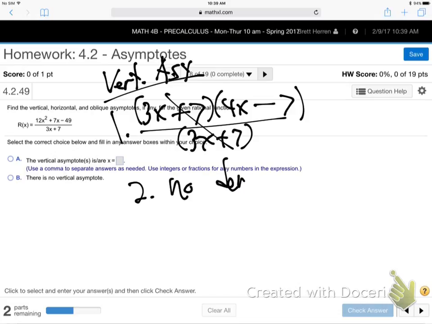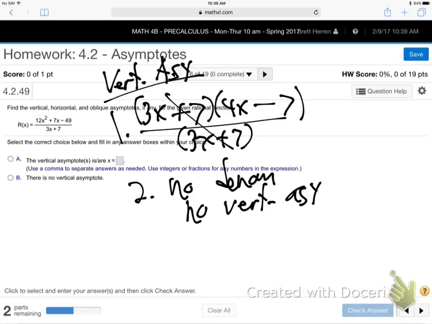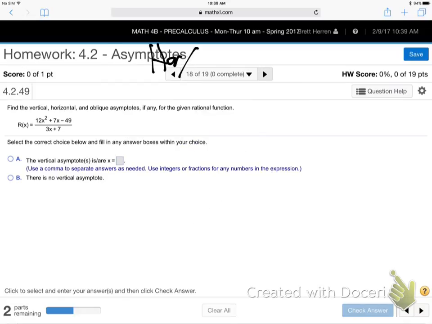So bang, there's no denominator, so no vertical asymptote. Yeah, they're trying to trick us. That top does factor. So no vertical. So you've got to reduce that. No vertical. So let's go on to the horizontal, oblique. I'll flash back. I know I'm going quick here. So make sure I cover it. You guys got all that down? So it does factor: 3x plus 7, 4x minus 7, reduces. No denominator, no vertical asymptote.